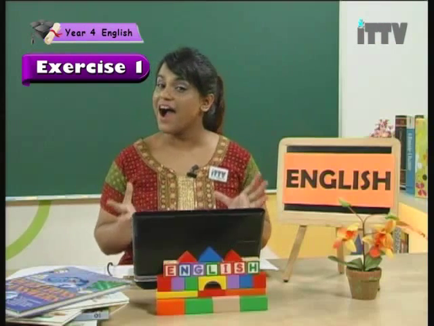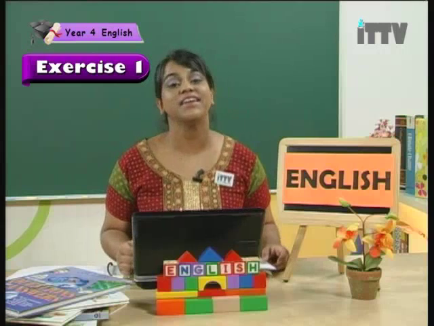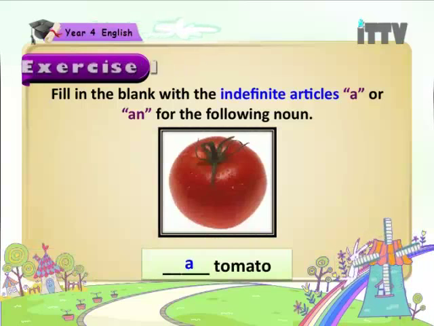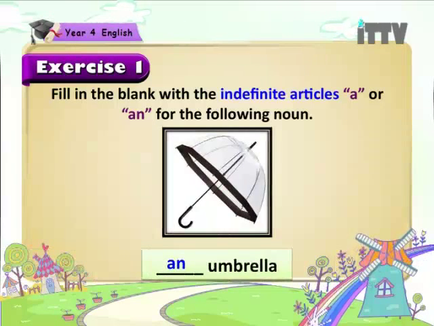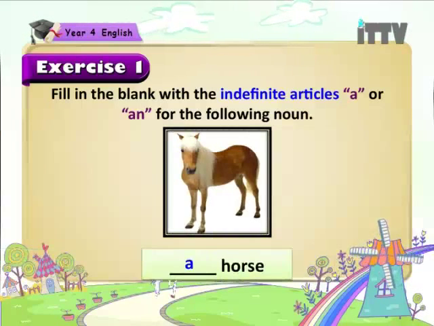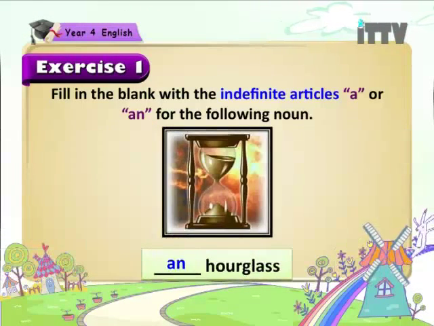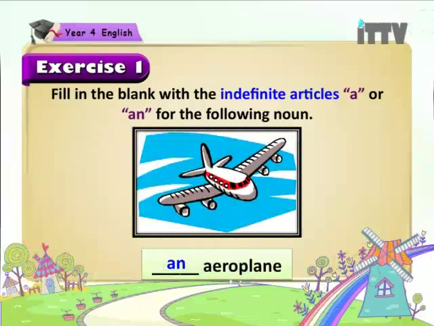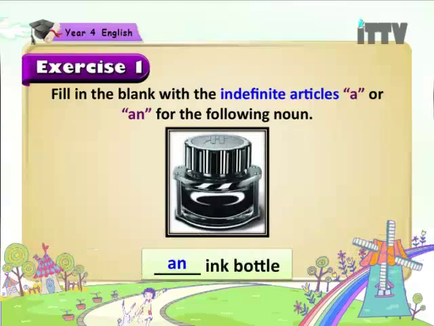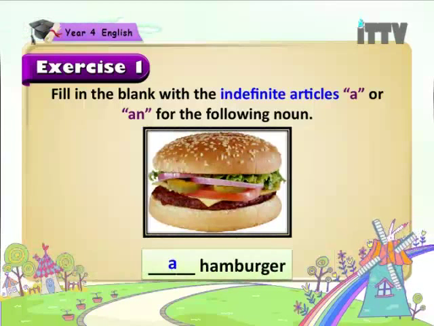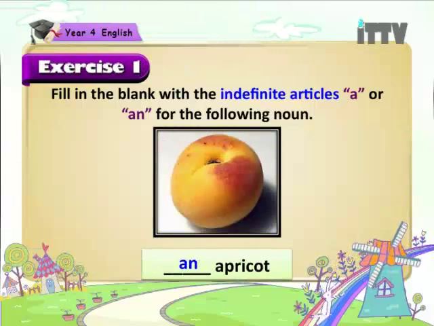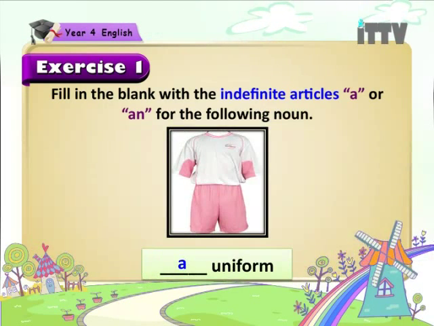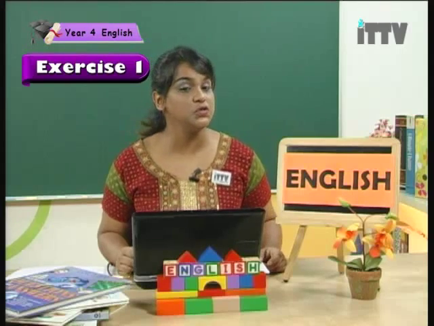Well, boys and girls, are you ready with your answers? Let's check the answers together. A potato. A tomato. An umbrella. A horse. An hourglass. An aeroplane. An ink bottle. A hamburger. An apricot. A strawberry. A uniform.